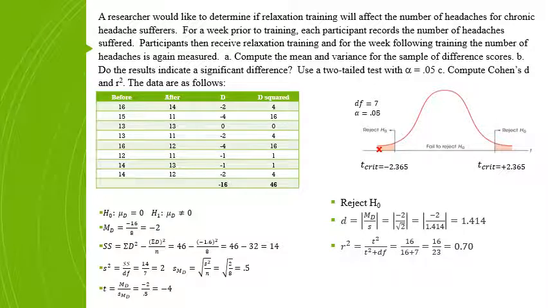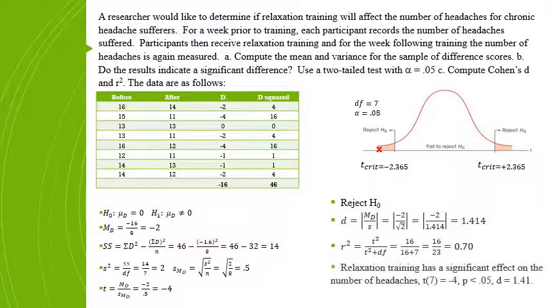Finally, you're going to find R squared. So remember, this t that you put into R squared is the t that you calculated. In this case, it's a negative 4. So if you square the negative 4, you'd end up with 16. So 16 over 16 plus 7, you'd end up with 0.70 for percent variance.